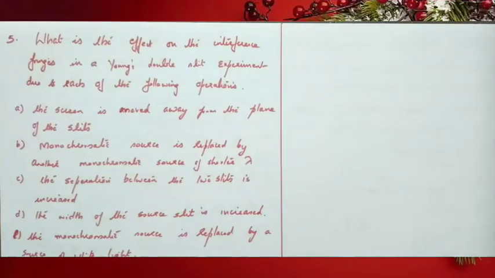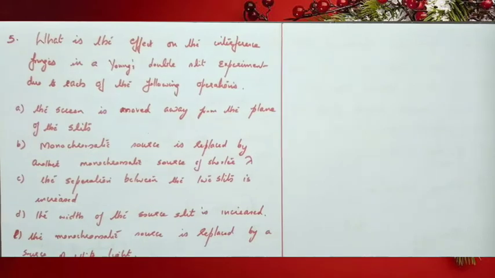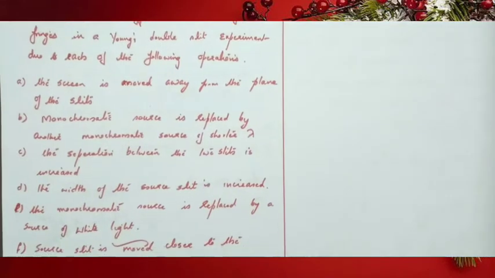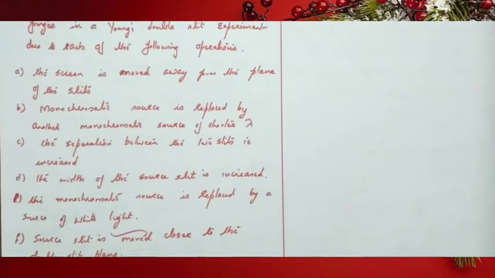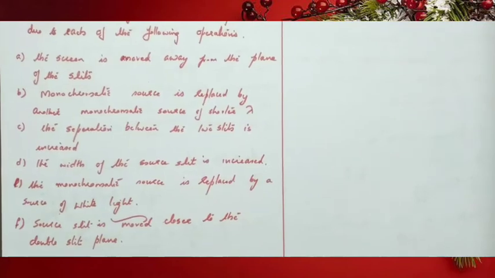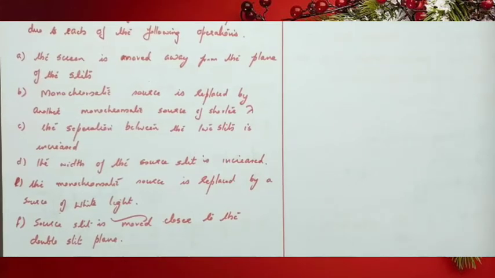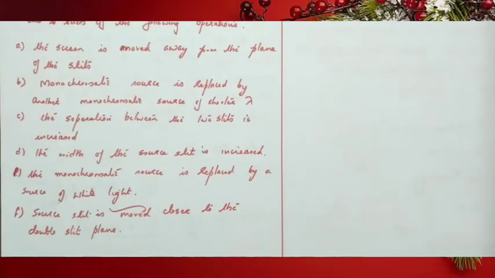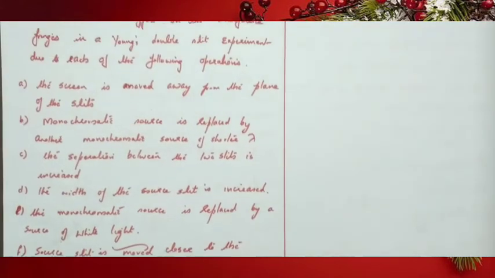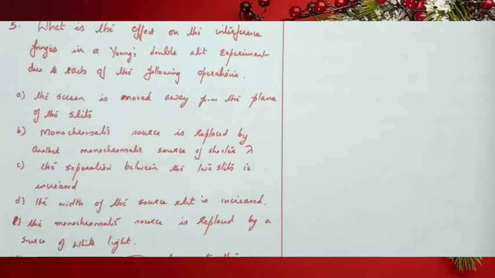What is the effect on the interference fringes in Young's double slit experiment due to each of the following operations? Number 1, the screen is moved away from the plane of the slits. Number 2, the monochromatic source is replaced by another monochromatic source of shorter wavelength. Number 3, the separation between the two slits is increased. Number 4, the width of the source slit is increased. Next one, the monochromatic source is replaced by a source of white light. Then the source slit is moved closer to the double slit.